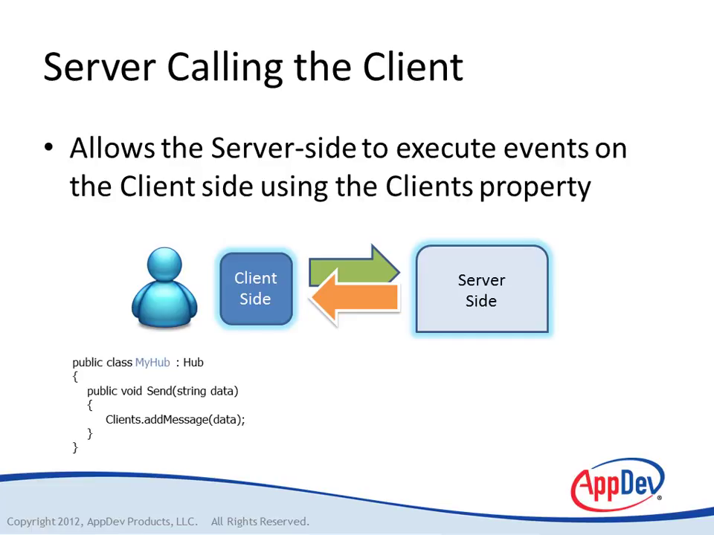Here's an example. Here we have the myHub, which is being derived from the hub property, and we simply have a method of send like we did previously, but here there is no return. We are saying clients.addMessage and then passing the data in. And the addMessage is actually a client-side JavaScript function. So let's look into Visual Studio and see how you do this.